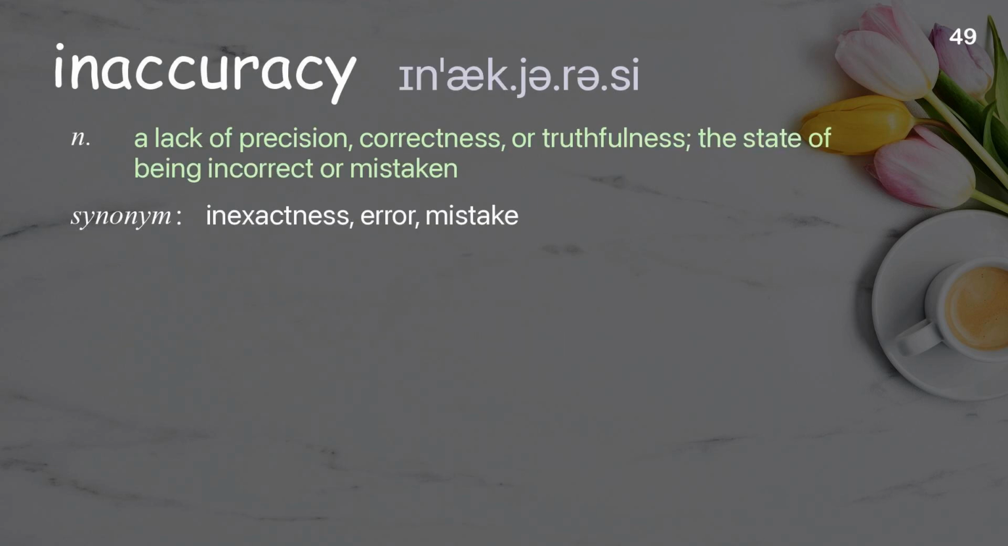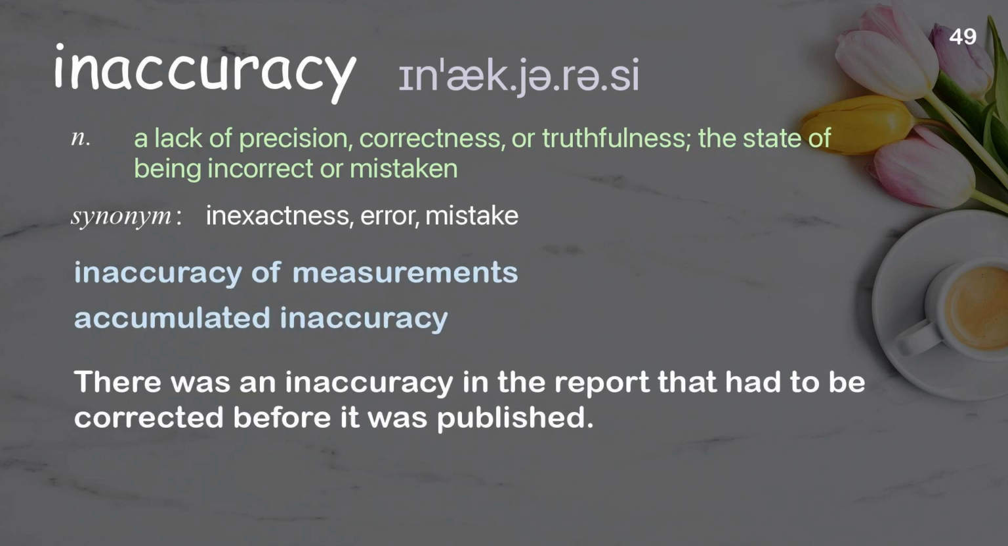Inaccuracy. A lack of precision, correctness, or truthfulness, the state of being incorrect or mistaken. Examples: Inaccuracy of measurements. Accumulated inaccuracy. There was an inaccuracy in the report that had to be corrected before it was published.